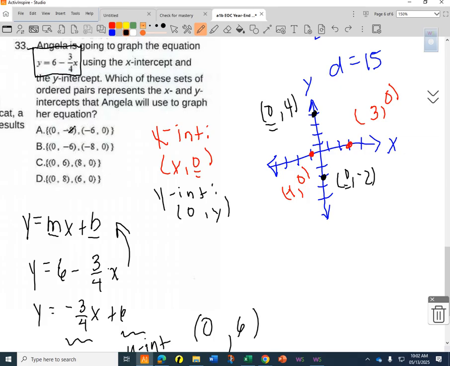So 0, -8, no. 0, -6, no. 0, 6 here, I think that's right. And 0, 8. This is the only one that has a y-intercept of 0, 6. If this one has 0, 6, then we need to check their x-intercepts, right? But we don't have to do that. We have enough information right there to know that C would be our answer. Any questions on that?